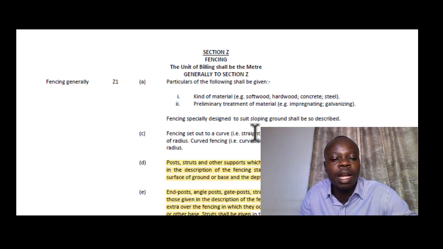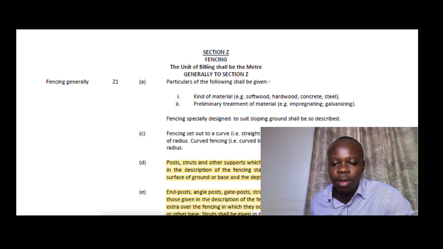So generally you will find that there can be different types of fences. You can have a masonry fence, that is the perimeter wall. Then at the same time you can have chain link fences, you can even have iron sheet fences, and so on. So the varieties are wide, there are so many of them, but we just need to know how you go about any of them when you are doing your estimation.